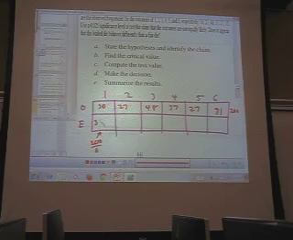So 33 point, give me at least 3 sig figs. So 33.3 or 33.33, either one's fine. But not 33, that's not enough decimal places. Everybody follow that? 3 sig figs.